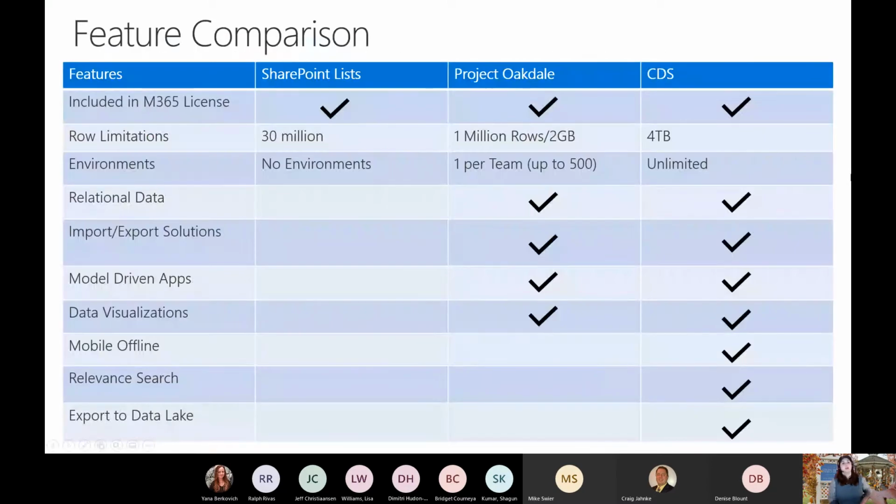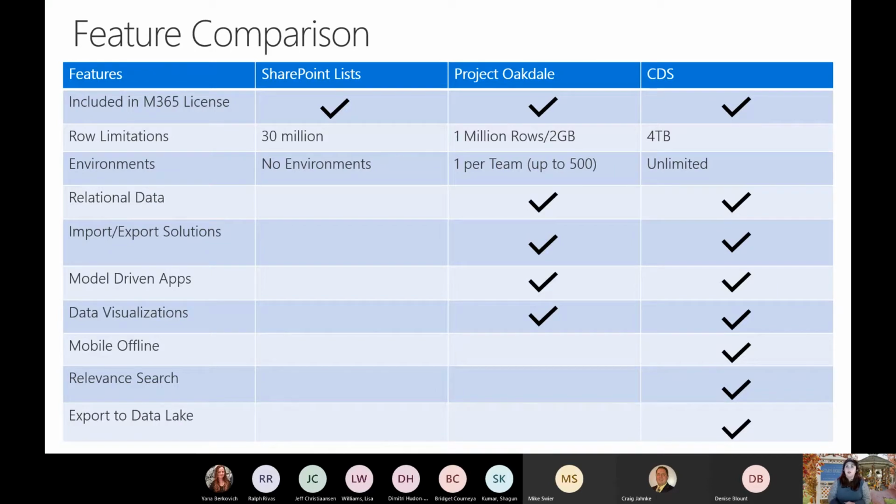So one of the things you're probably wondering is, what does this mean? Like, when would I use this, or what are the feature comparisons between, say, Project Oakdale, SharePoint list, and the common data service as it is today? So I'm going to try to put together this table to highlight some of the main differences in the features.